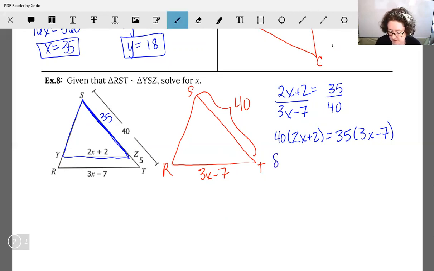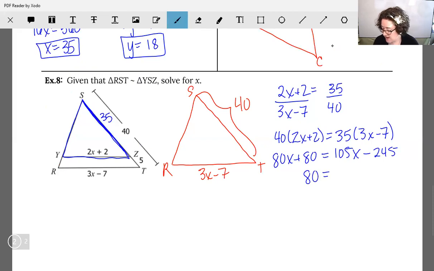Okay, 40 distributed out, we have an 80x plus 80, and then distribute out the 35. So 35 times 3 is giving me 105. So 105x minus 35 times 7, or 245. Okay, combine your like terms. I'm going to subtract 80 from both sides, or rather, I'm going to subtract the 80x. And you'll notice whenever I do these, I'm moving my x over. I'm not really paying attention to what side it ends up on. I'm just trying to keep it as a positive coefficient, because that just means in the end, I'll have fewer steps.